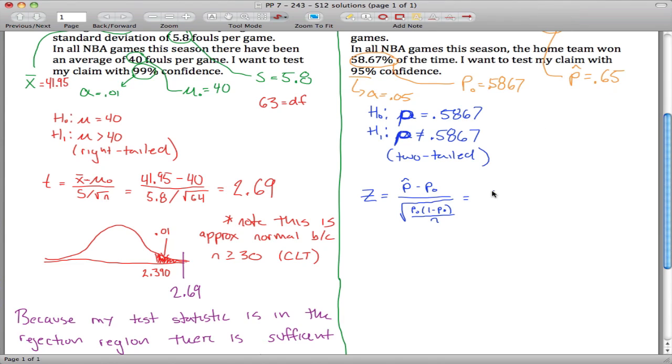So let's see, p hat was 0.65, p naught was 0.5867. And we're going to divide that by the square root of p naught, 0.5867, times 1 minus p naught, which is 0.4133, and that whole thing divided by n, which is 64. And you plug that mess into a calculator, you get 1.03 as our test statistic.